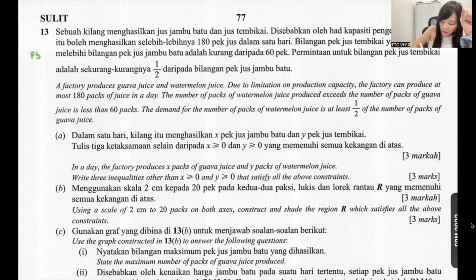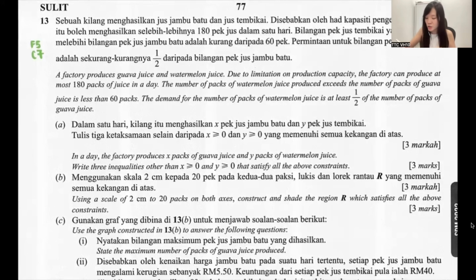So this question is under Form 5, Chapter 7. This one is called linear programming, okay? So let's move on. They say a factory produces guava juice and watermelon juice, so two juices. Due to limitation on production capacity, the factory can produce at most 180 packs of juice in a day. The number of packs of watermelon juice produced exceeds the number of packs of guava juice by less than 60 packs. Never mind, we read first, okay?